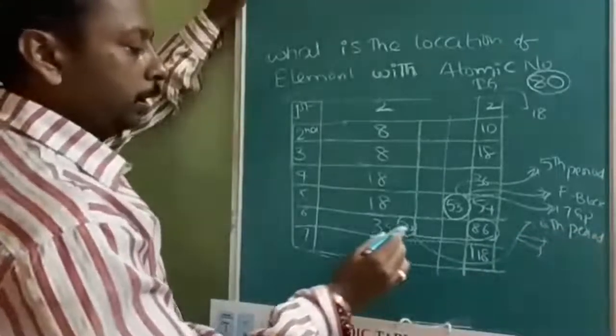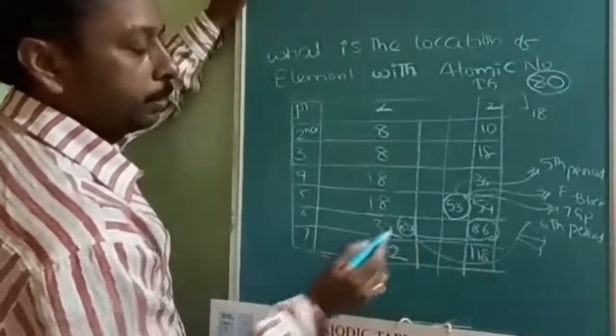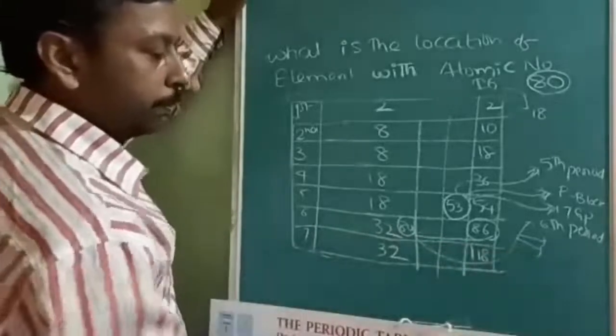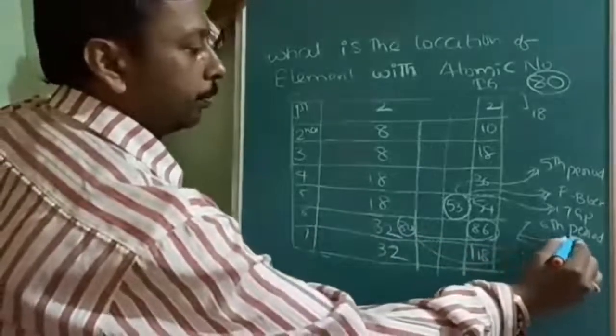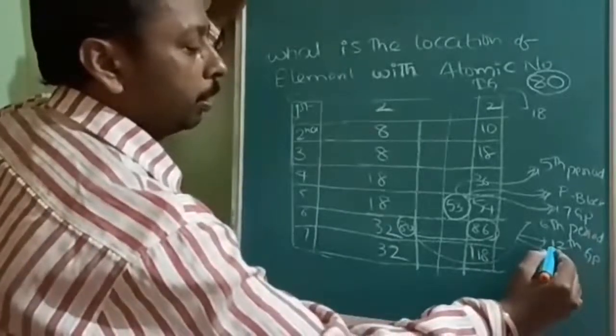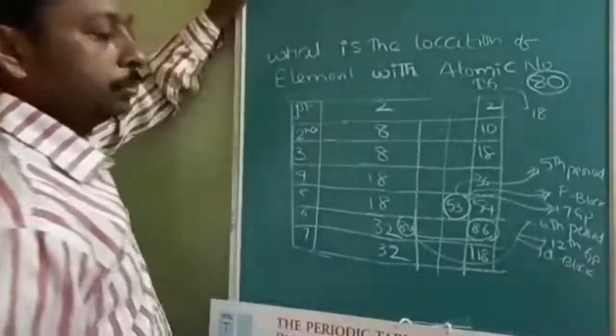Okay. And the block is just up to here. It is P block. Six groups are P block. So which group will it be? It is the 12th group. Okay. 12th group belongs to which block? D block. 12th group belongs to D block.